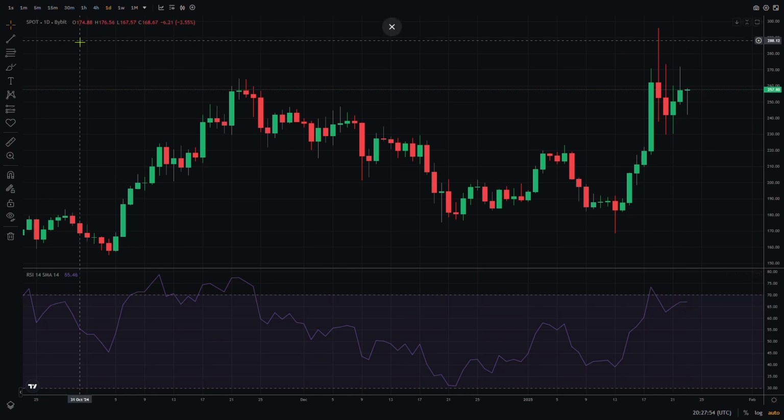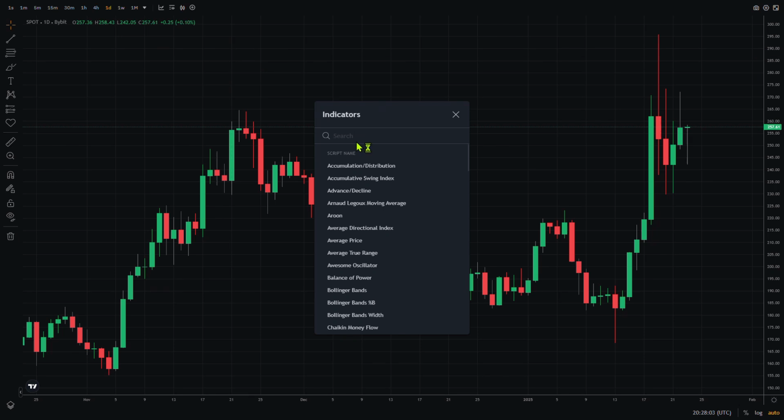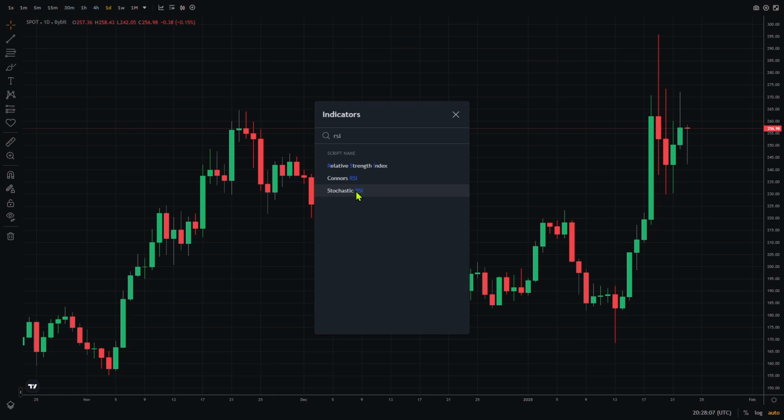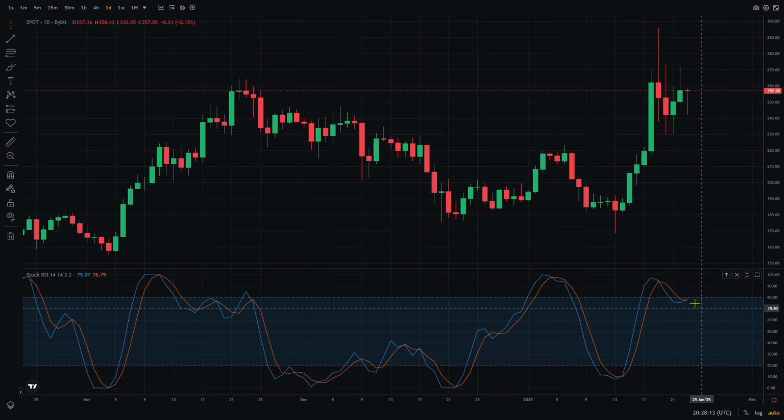The third indicator I'm going to talk about is called the Stochastic RSI. This is another kind of RSI. So what's happening here? The stochastic RSI is showing a downward cross.